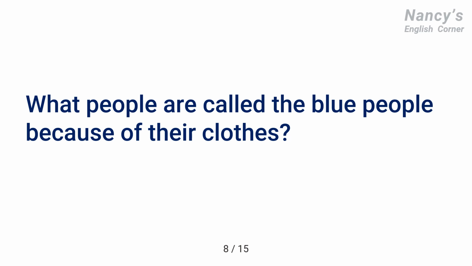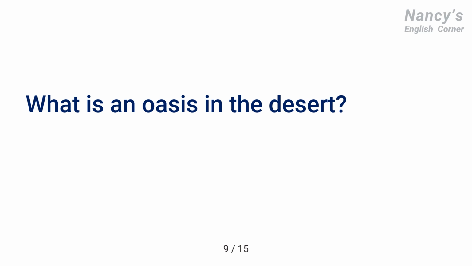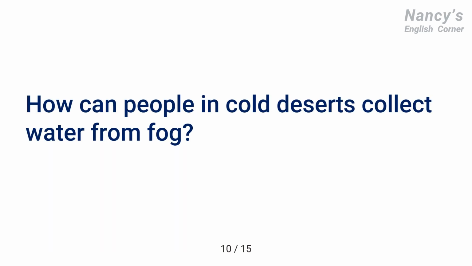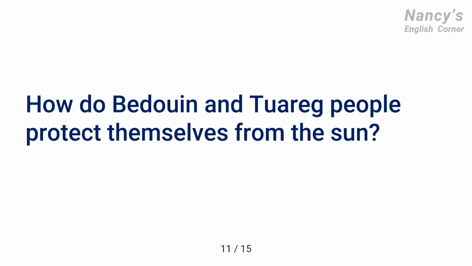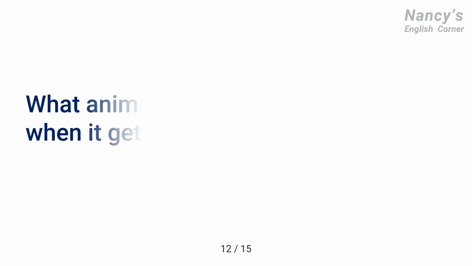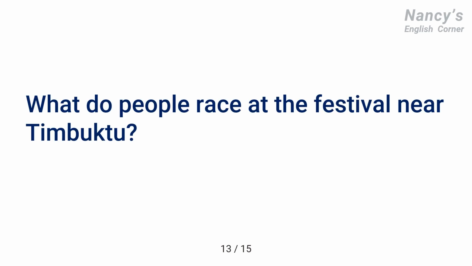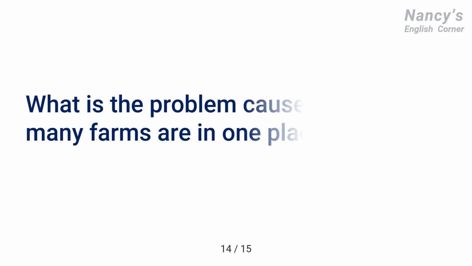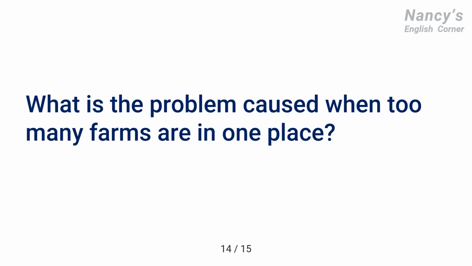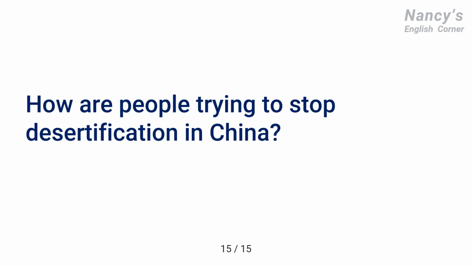What people are called the blue people because of their clothes? What is an oasis in the desert? How can people in cold deserts collect water from fog? How do Bedouin and Tuareg people protect themselves from the sun? What animal can swim under the sand when it gets too hot? What do people race at the festival near Timbuktu? What is the problem caused when too many farms are in one place? How are people trying to stop desertification in China?